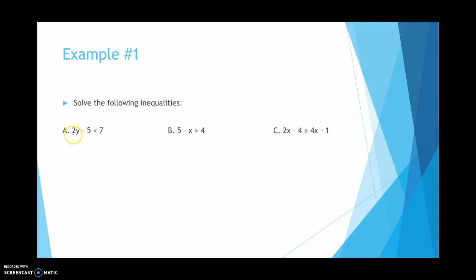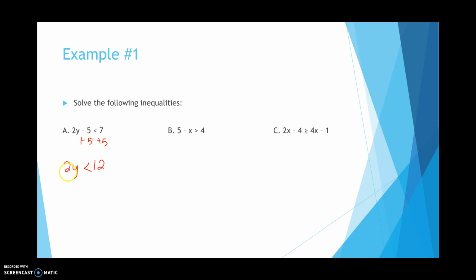So for A, we have 2y minus 5 is less than 7. I ultimately want to get y by itself here. So in order to do that, I need to add 5 to both sides. So what I'll have here on the left is 2y, which is less than 7 plus 5 is going to give me 12.